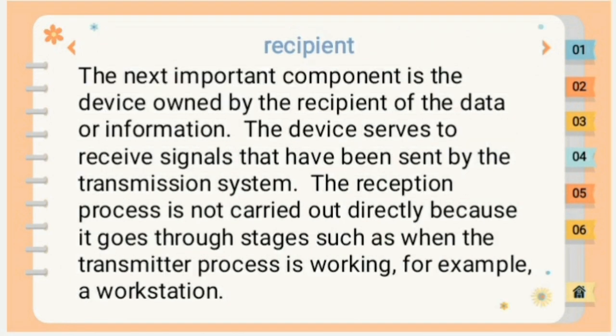The fourth, recipient. The next important component is the device owned by the recipient of the data or information. The device serves to receive signals that have been sent by the transmission system. This reception process is not carried out directly because it takes steps just like when the transmitter process is working. For example, a workstation.